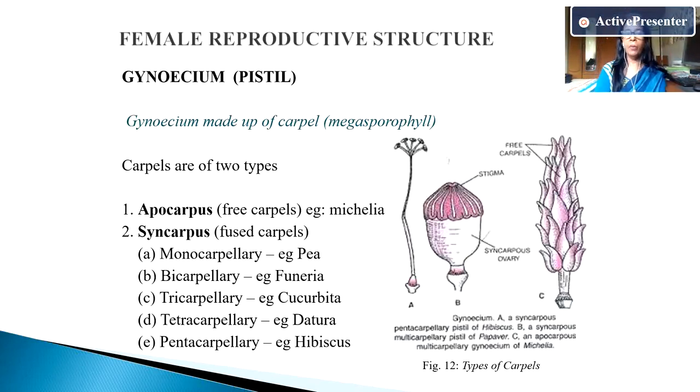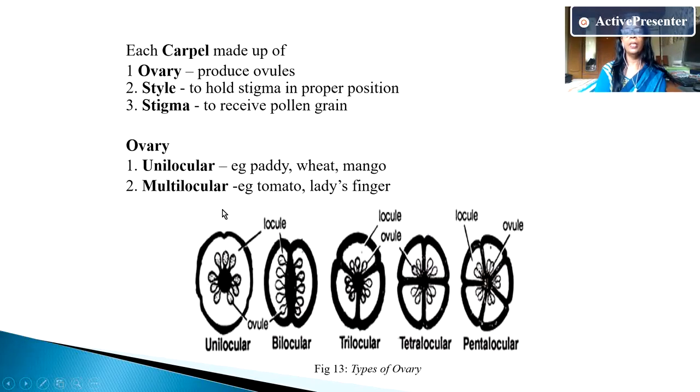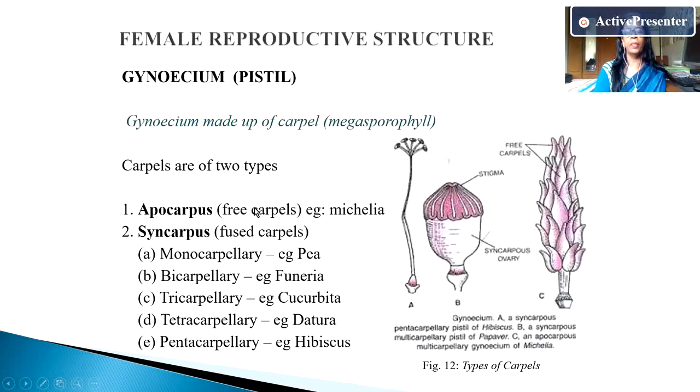Gynoecium is made up of carpels. It is otherwise known as megasporophyll. And carpels are of two types according to their union. That is, apocarpous means free carpels, for example Michelia. See the right side. This is the apocarpous gynoecium of Michelia. All the carpels are free. They are not united at all.